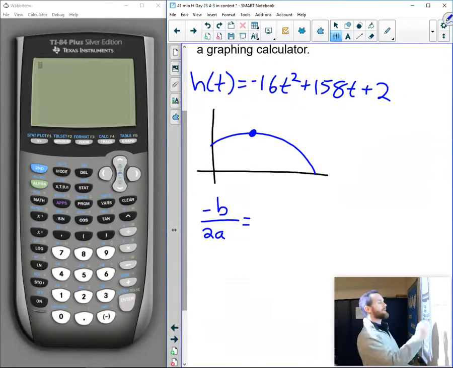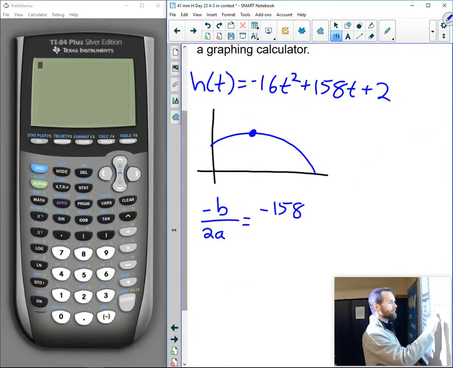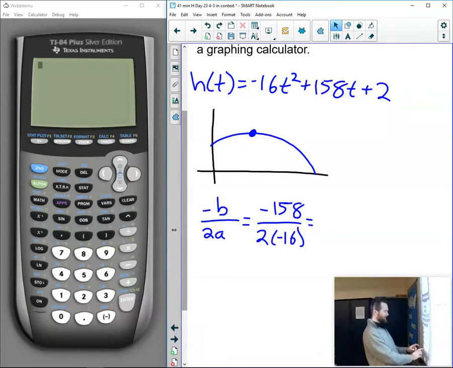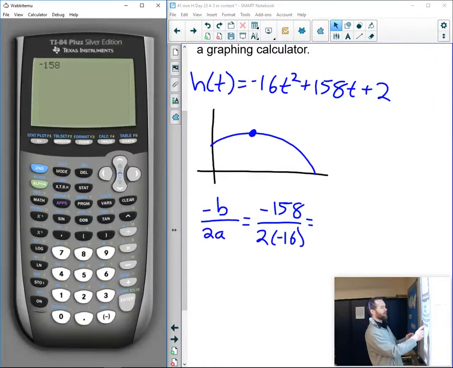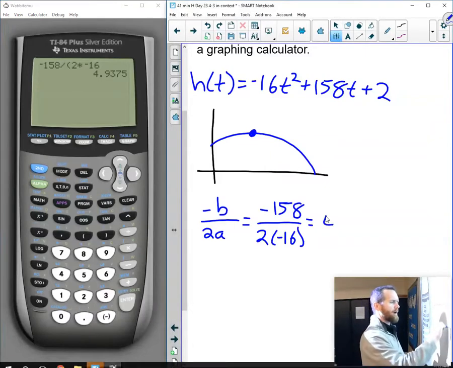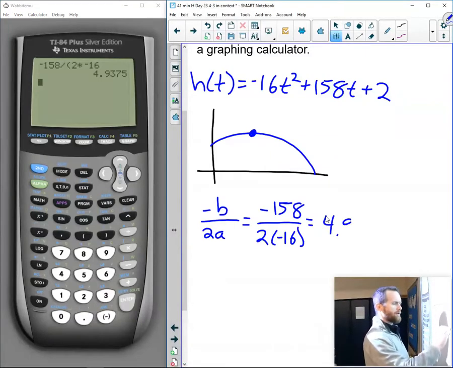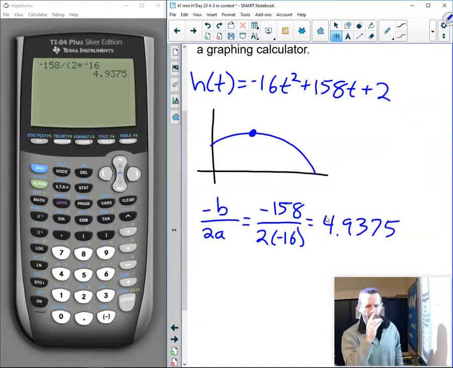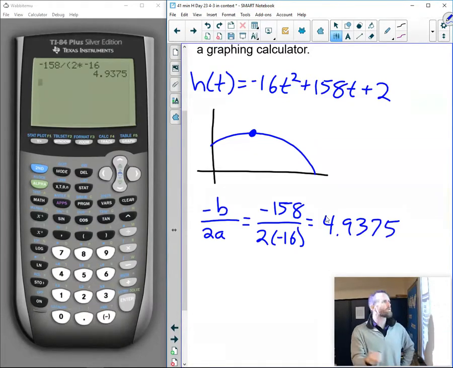So that would be negative 158, all divided by 2 times negative 16. Now I'm going to plug this right into a calculator. It said we can't use a graphing calculator, but I'm not going to graph anything. So negative 158 divided by, and in parentheses, 2 times negative 16. We hit enter, and I get 4.9375. I'm not going to round that. I'm going to leave it with all those decimal places because I only like to round at the very end of a problem. Okay, so that's the x-coordinate of our vertex.